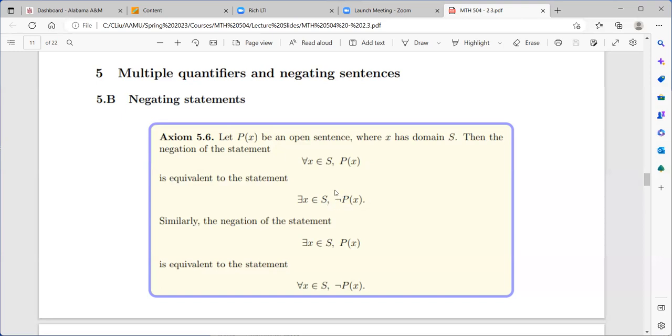So when you negate the first statement, you say for all of the x in S, P(x) is true. If you want to negate it, that means that's not true. The whole thing is not true. So there must be some value of x in S for which P(x) is not true. So that's exactly what it means here. There exists some x in S so that the negation of P is true, or P is false, right?